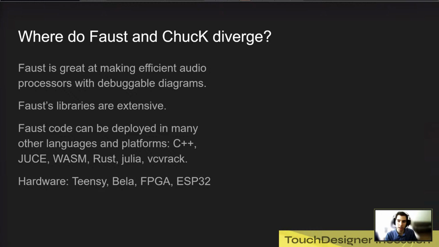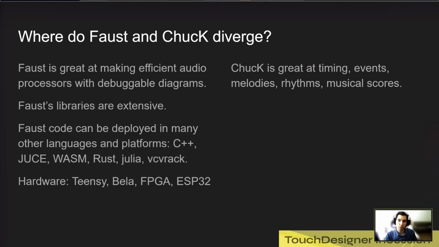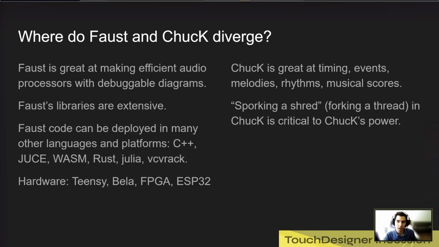ChucK, in contrast to Faust, has great strengths in timing, events, melodies, rhythms, and musical scores. It's more about the big picture of music. And the essential feature of ChucK is sporking a shred, also known as forking a thread in the non-lexicon of ChucK. And that's critical to ChucK's power. This feature, sporking a shred, is also known as concurrency. It's about the parallelism of ChucK.